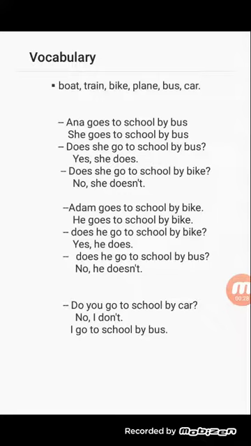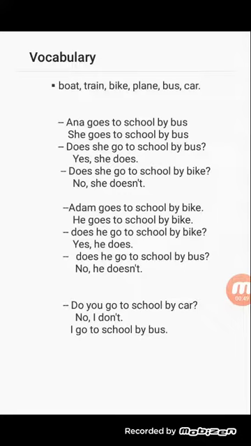The question is, does she go to school by bus? We have does, auxiliary, she go. Don't say goes. Does she go? We want to ask, does she go to school by bus? Yes, she does. Short answer.